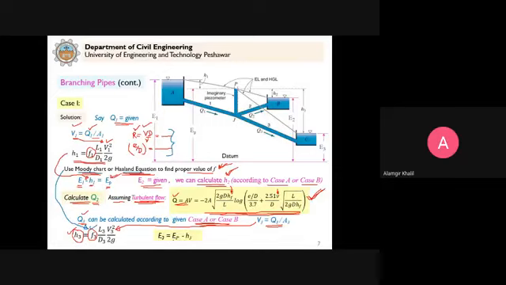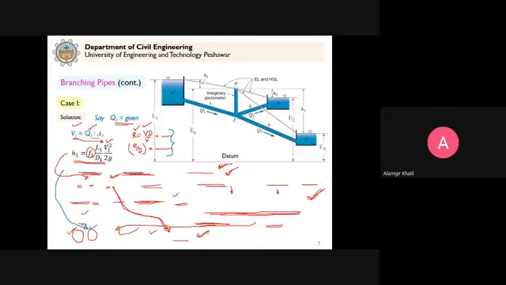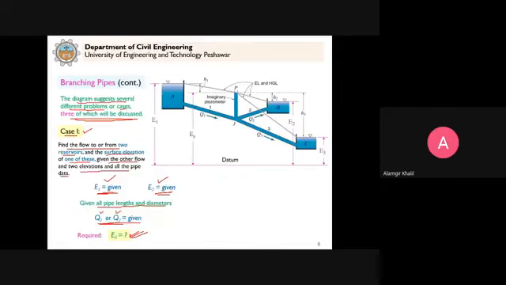Then E3 will be equal to EP. Clear? EP we already calculated here, from here. And H3 you calculate from here. So you can calculate E3. And this is what was required for this problem in case 1, that we calculate E3.